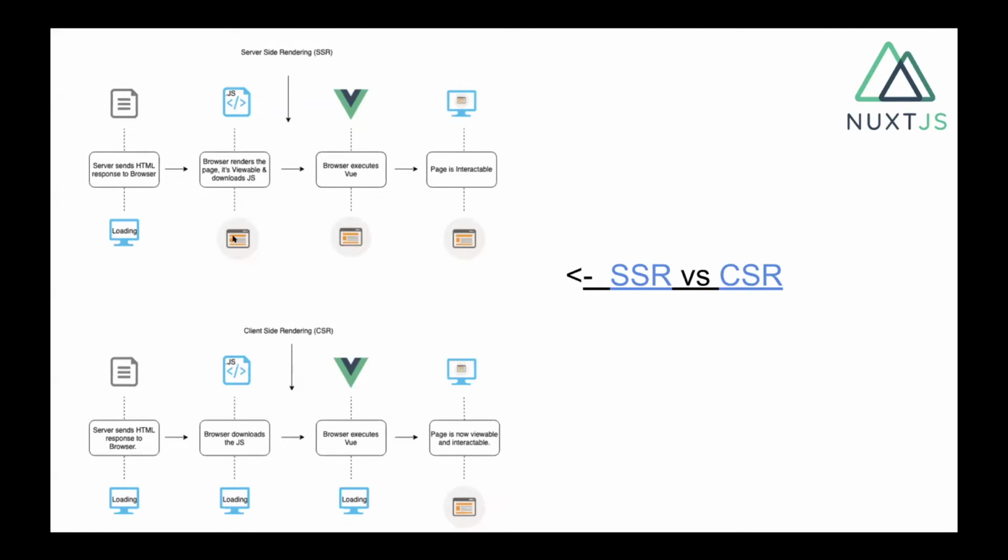As soon as the browser gets the page with HTML and JavaScript files, it starts rendering that HTML content, and it also starts downloading the JS which is needed to go to other pages so that they are viewable and interactable. At this time only, in server-side rendering, we are able to see the content on the screen. Then the browser downloads the other JavaScript files which are needed for other pages. Then the browser executes those JavaScript files and then executes Vue, and then the page is interactable. Basically, we can start navigating to the other pages.